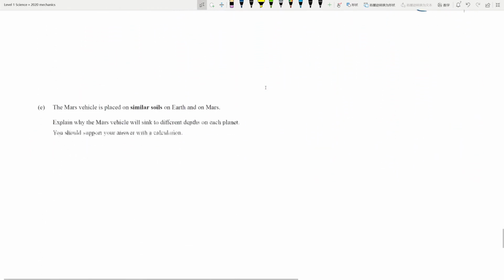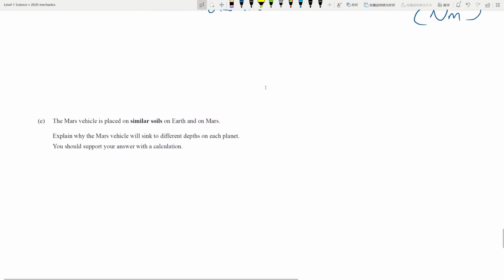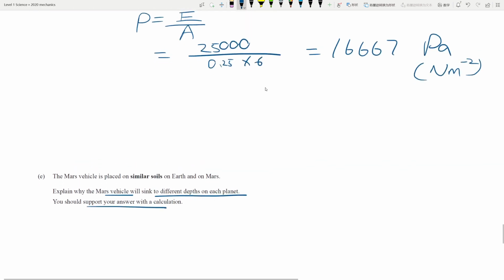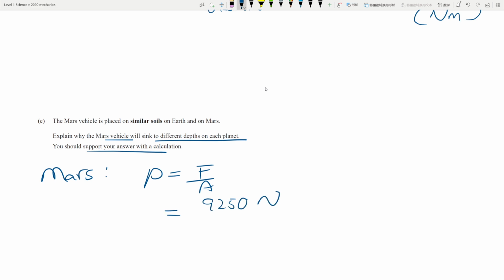All right, and the Mars vehicle is placed on similar soils on Earth and Mars. Explain why the vehicles sink to different depths. Support your answer with the calculation. So we just did that with the Earth one. We can do the same calculation on Mars. If this is on Mars, the force we did just now is 9,250. That's the weight calculation, divided by 6 times 0.25, and that's going to give you 6166 Pascal.